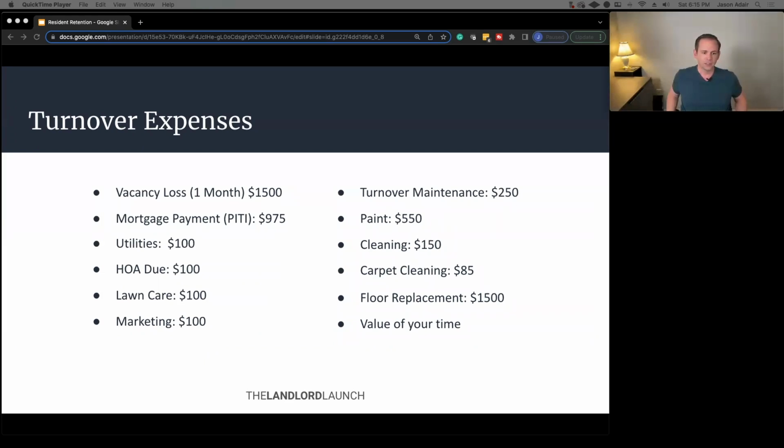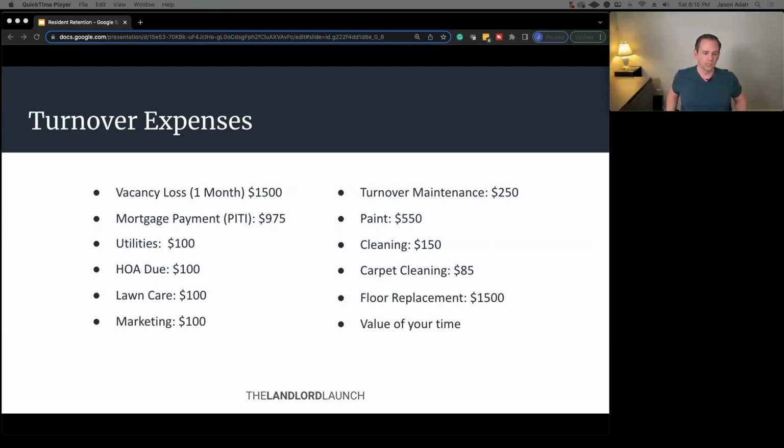So let's say that you have to cover the mortgage payment, interest, taxes, insurance. Let's just say that's $975. So that's maybe coming out of your pocket. Utilities could be $100 pretty easily. I mean, electricity, water, depending, especially if you're in there doing the work yourself, or contractors in there running your AC while they're doing the work.